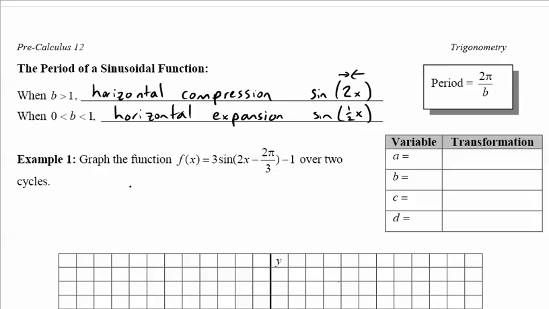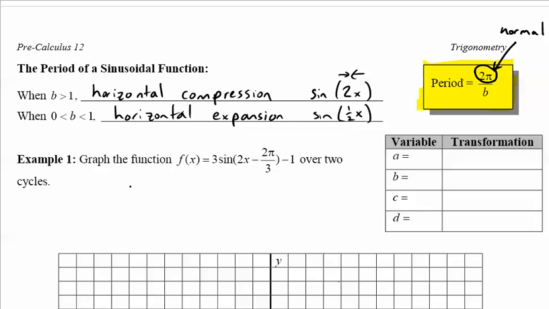And this equation puts those words into symbols. So for example, when b is 2, then the period becomes half as big. 2 pi is the normal period. That's just 360 degrees. So when b is 2, the period becomes half as big, so we divide by 2. So 2 pi over b gives you the new period.